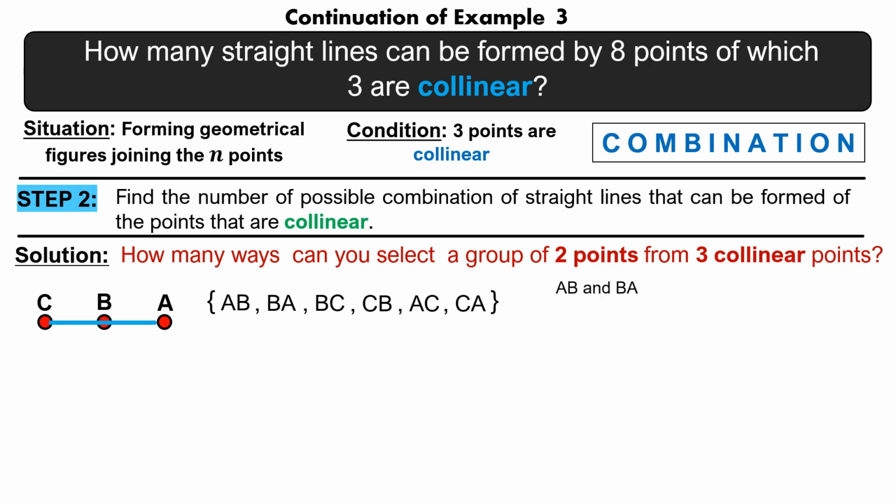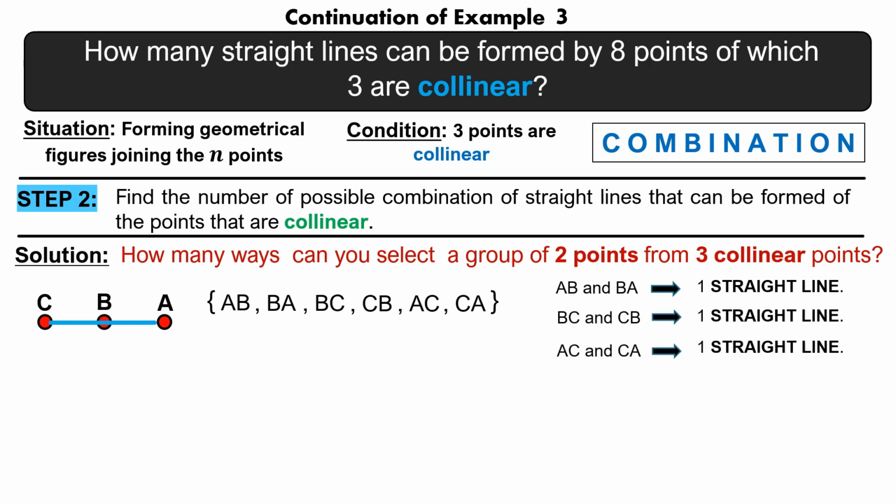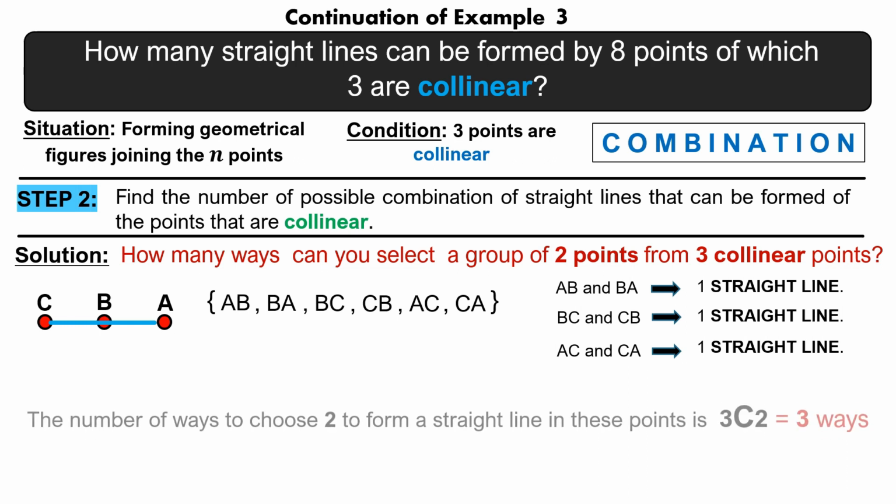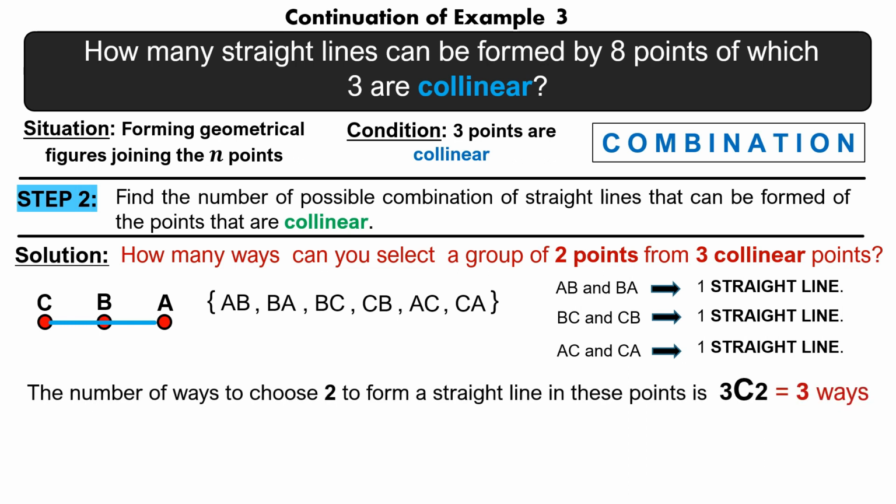Again, in combination, points AB and BA is equivalent to one straight line. And so are points BC and CB, points AC and CA. So the number of ways to choose 2 to form a straight line in these points is 3 choose 2 or 3 ways.